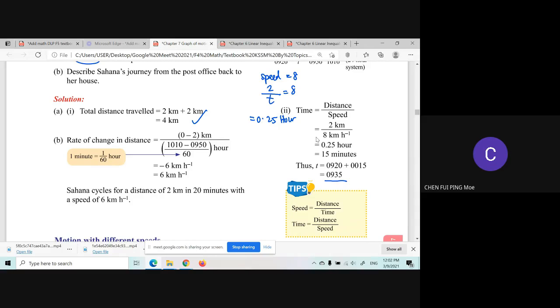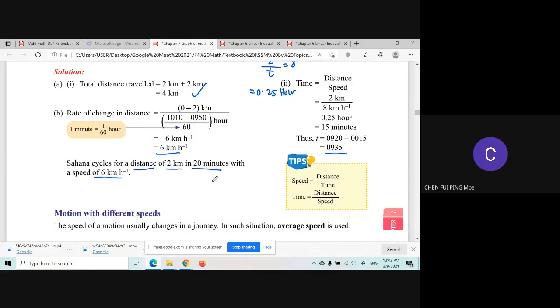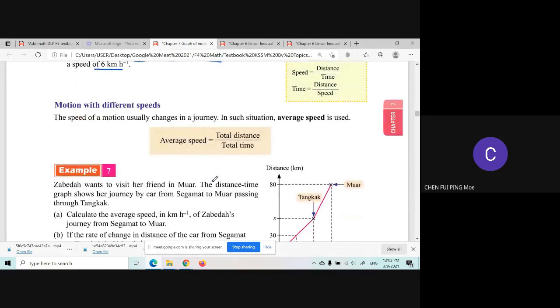So you can say Suhana cycled for a distance of 2 km in 20 minutes with the speed of 6 kilometers per hour. Every time they say describe the journey, find the gradient, which means the speed, and then say she traveled what distance, in what time, within how many minutes or hours, and with the speed of what. So this is how we describe. Make sure you understand this part properly, because later on you will have assessment criteria D for this part.